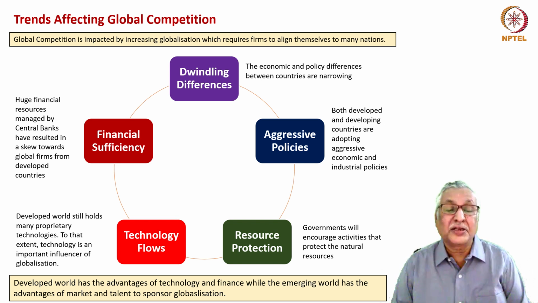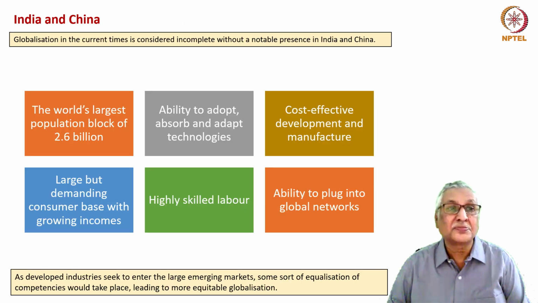Financial sufficiency is another area. Emerging markets require huge amounts of scale up in production and consumption of various factors of production. Huge financial resources are required for this. The financial resources that are managed by the central banks and the financial resources that are possessed by large monolith corporations in the world are very helpful for the emerging economies to globalize themselves. The developed world has the advantages of technology and finance, while the emerging world has the advantages of market and talent. And this combination is bound to sponsor globalization to a greater degree in the coming times.